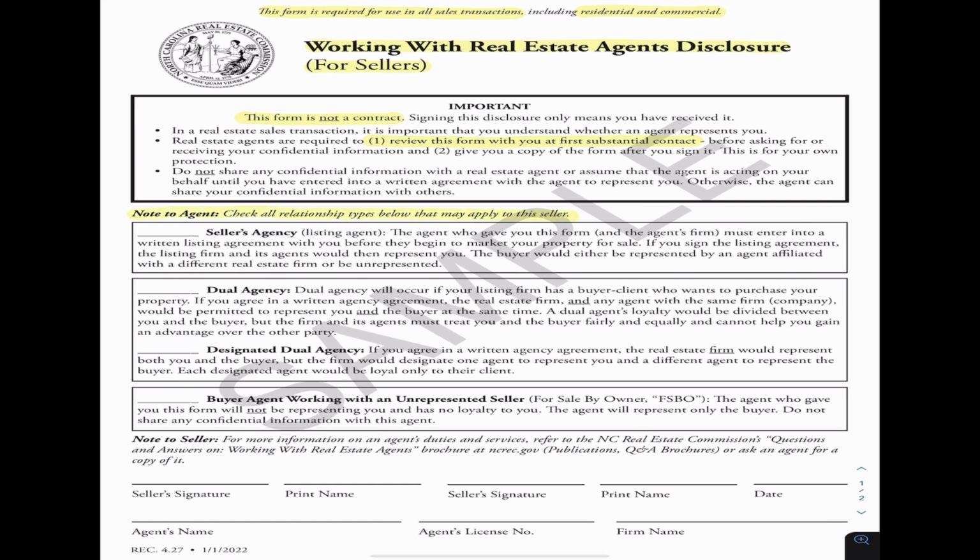Agents must check all sections of the form that may apply to the potential seller. So let's look at each section. The first one, seller agency or listing agent, explains to a potential seller that in order for a firm, and by extension a licensee, to list the seller's property for sale, the parties must sign a mutually agreed upon listing agreement. This would be an example of a single agency relationship where the firm and licensee would only represent the interest of the seller in a fiduciary capacity.